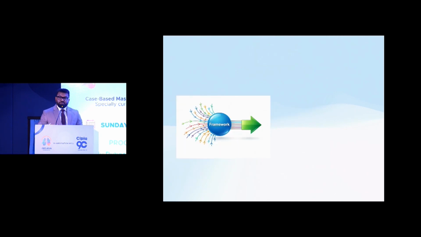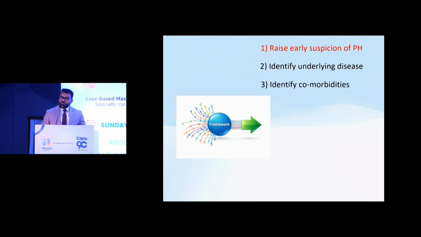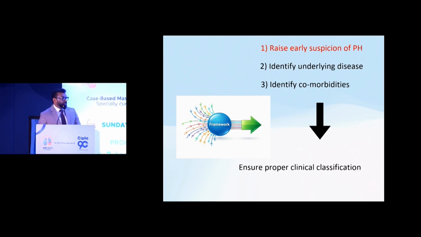So how are we going to do this? Every diagnostic framework of pulmonary hypertension has a primary objective, and that objective is to raise early suspicion of the pH. So whenever you think of the signs and the symptoms, raise the suspicion of pH, and then go on to identify the underlying disease and the underlying comorbidity. And finally, you will ensure the proper clinical classification of the pulmonary hypertension.